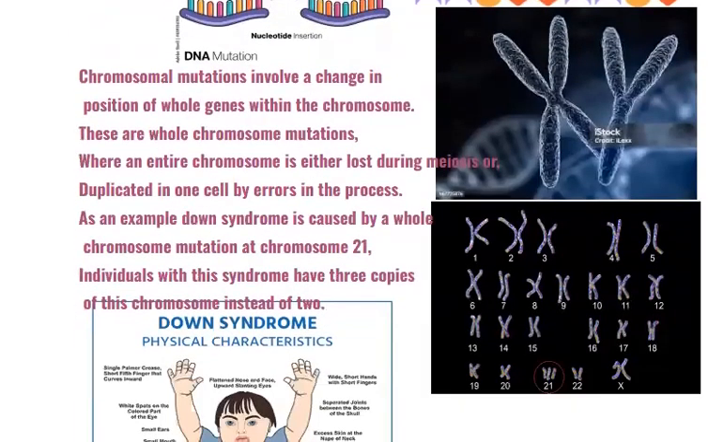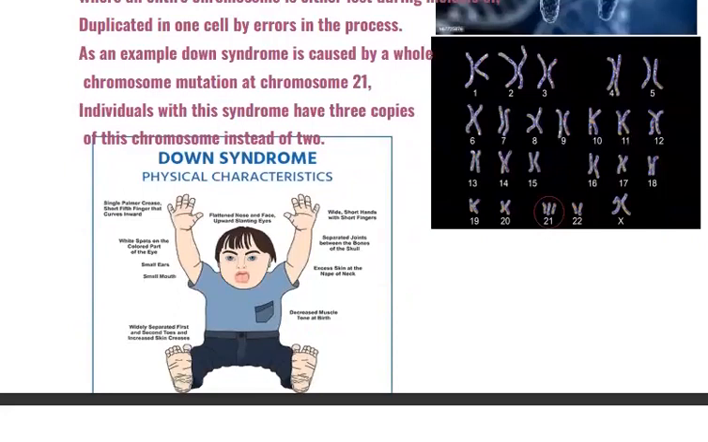Chromosomal mutations involve a change in position of whole genes within the chromosome. These are whole chromosome mutations, where an entire chromosome is either lost during meiosis or duplicated in one cell by errors in the process. As an example, Down syndrome is caused by a whole chromosome mutation at chromosome 21. Individuals with this syndrome have 3 copies of this chromosome instead of 2.